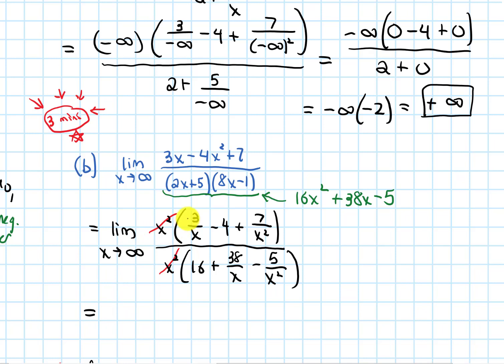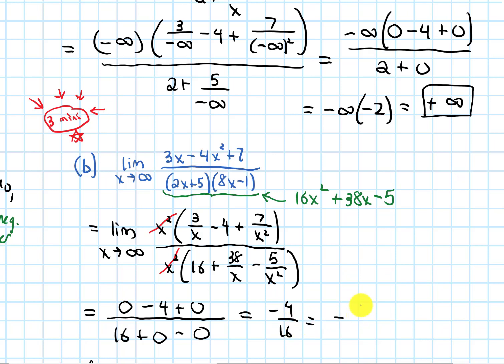So if I do that, I'll get 3 over infinity first, which is getting super close to 0, and then minus 4, plus 7 over infinity, which is also getting really close to 0, over 16, and then plus 38 over infinity, also getting close to 0, and then minus 5 over infinity, which is getting close to 0. So I'll put a minus 0 just because I see a minus sign in front of that fraction. Okay, now simplifying this, we get negative 4 over 16, which is negative 1/4. And that is our answer. That is what this limit is.